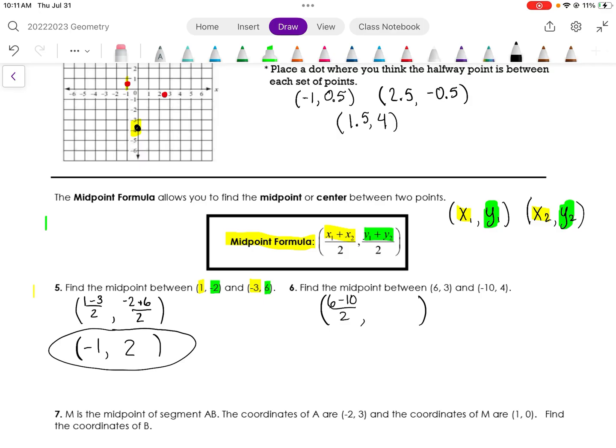Well, this one should be easy. If you think about 3 and 4, what number is right in between 3 and 4? It's going to be 3.5. Well, let's use the formula. 3 plus 4 divided by 2.